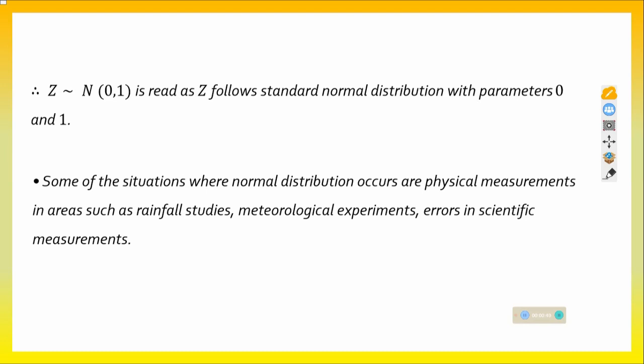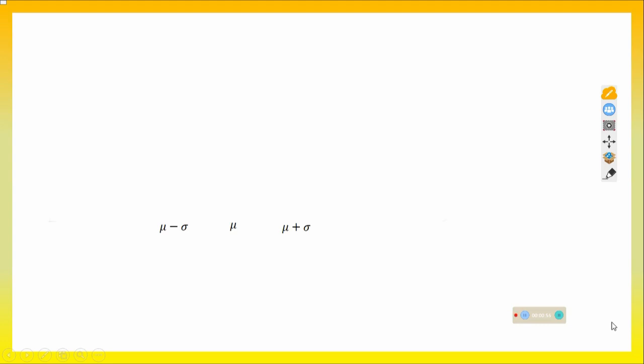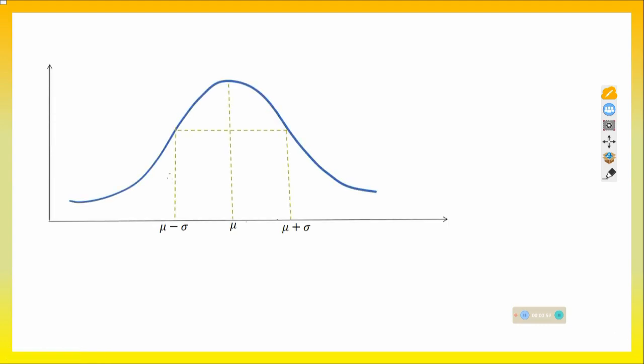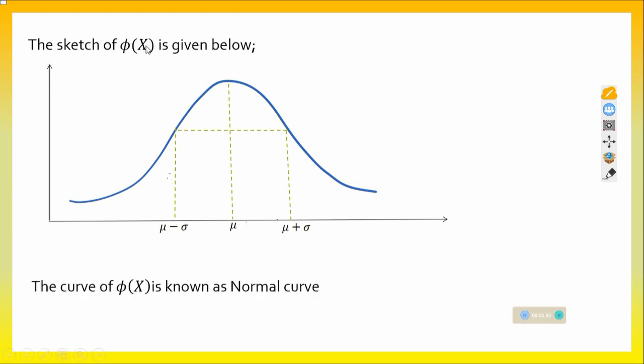For example, in physical measurements, in areas such as rainfall studies, when you are looking at meteorological experiments, and also in errors in scientific measurements. Let us look at the normal curve. This one here is the normal curve. We have already seen the expression for phi of x, and this curve here is what we call the normal curve.